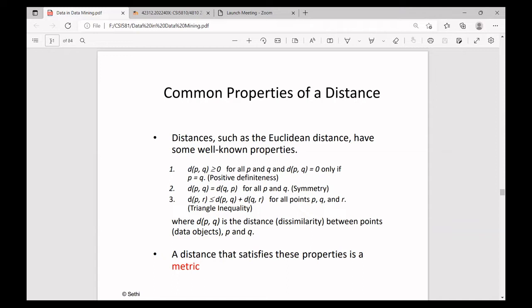So a distance matrix or a function that satisfies all these 3 properties is known as a distance function, or in general, it is known as a metric. So a metric is a function that satisfies these 3 properties.